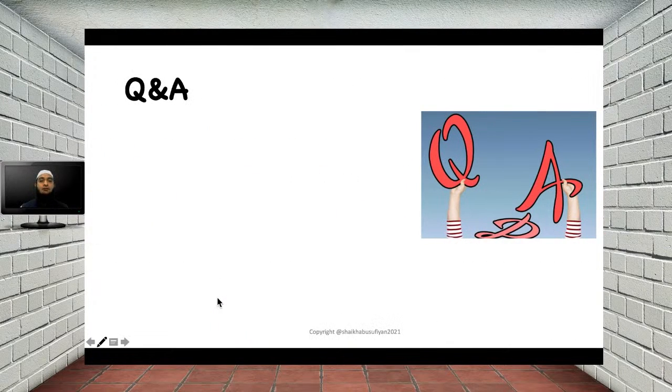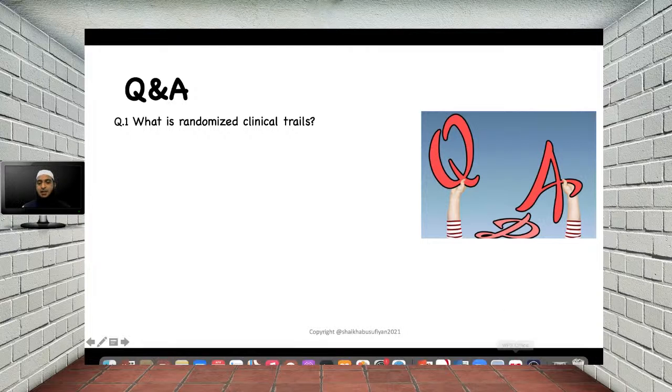Okay, so I am done with the first part of today's session. Let's go ahead with the question and answer session. My first question is, what is a randomized clinical trial?